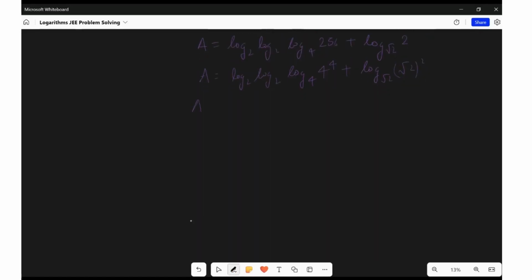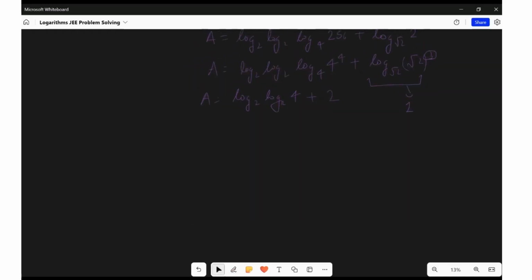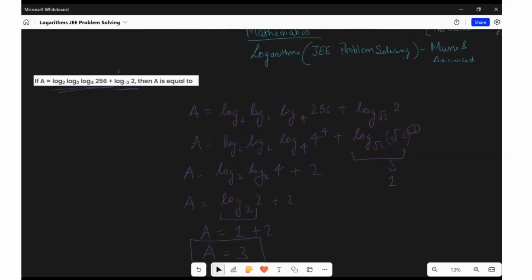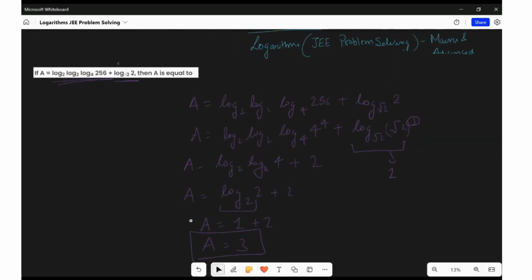Now we can write a as log base 2 log base 2 of 4 base 2 plus 2, since we just take this 2 and this is just 1. And now log 4 base 2 is 2, because 4 is 2 square. So log 2 base 2 plus 2, and log 2 base 2 is 1. So a will be 1 plus 2, a becomes 3. So this was a very easy JEE problem as per its level. So a is equal to 3. Let's see the next.